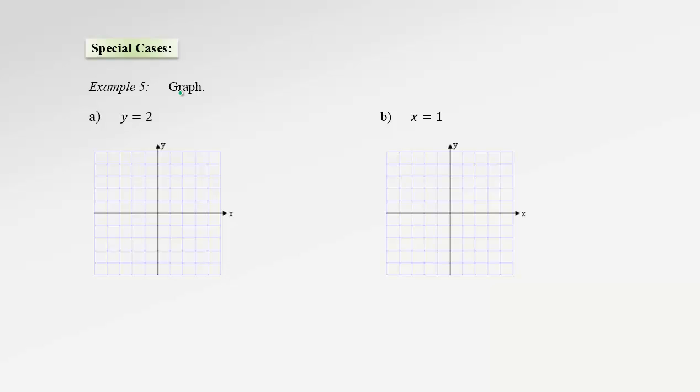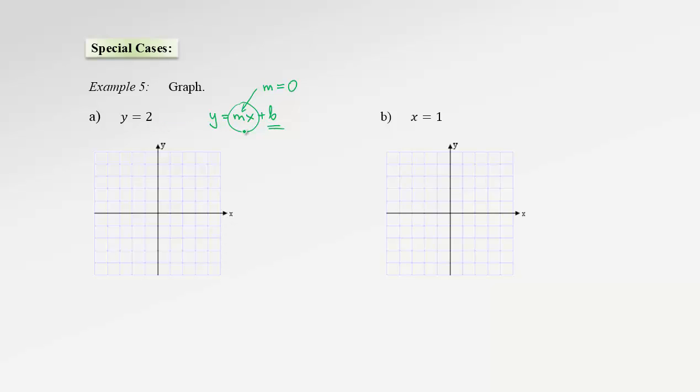For example, let's say we want to graph equation y equals 2. How can I see this equation in a form mx plus b? Well, on the right-hand side of this equation, I only have a constant number 2. So that looks like b. But I don't have any term with x. So what does it mean? What does it suggest about m? Well, m must be 0 in this case.